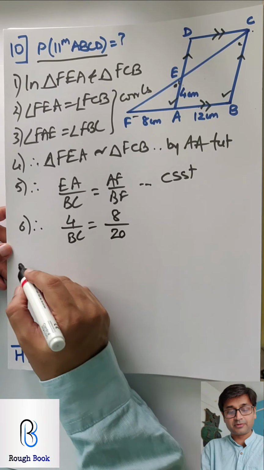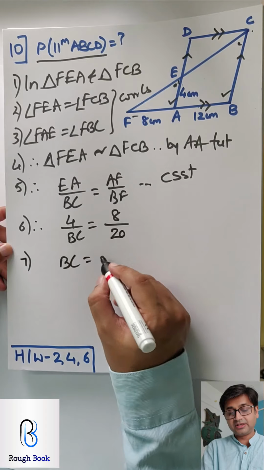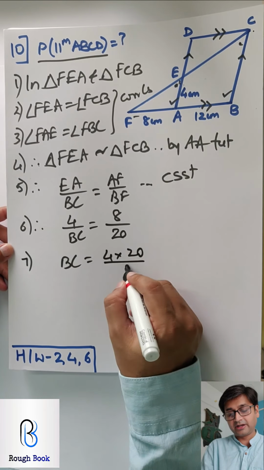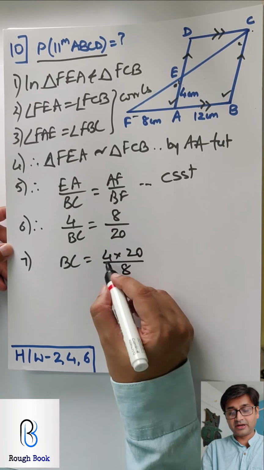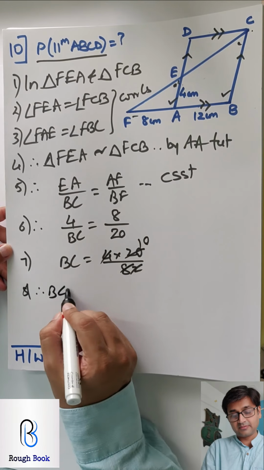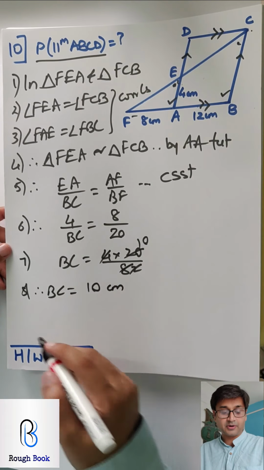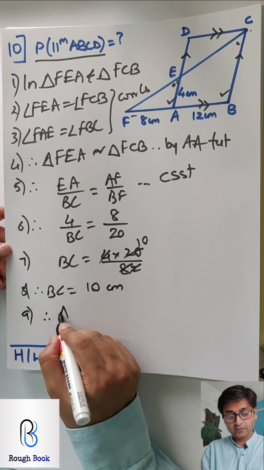You don't need to show the addition separately. You can show it directly also, no problem. BC goes up, 4 into 20 by 8. This goes up, 8 comes down. So 4 ones are 2s are 10s are. And finally I can say BC is 10 centimeters. This is not the final part. Final part yet to go.